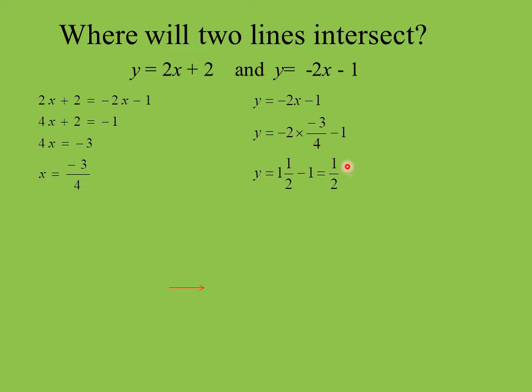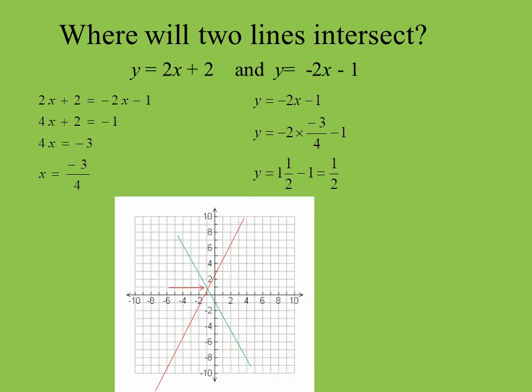So y is equal to 1/2, x is negative 3/4. That means that they will actually intersect at the coordinates of negative 3/4 and 1/2. Let's graph them anyway and have a look. Now, look, not the clearest graph here. It's nice and clear, but it's just a little bit smaller than we'd like, but I need to do that to fit it on the page.